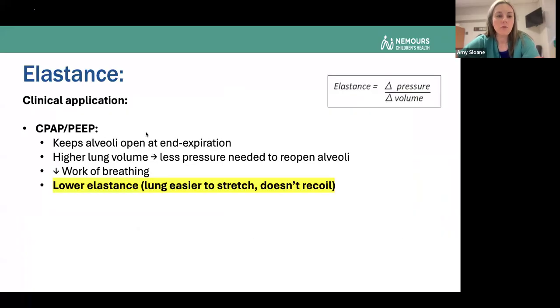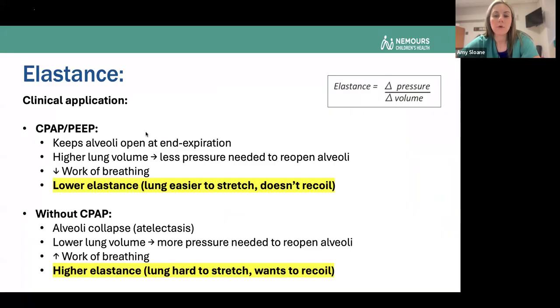Now, if CPAP is removed, those alveoli are going to want to collapse and your lung volume is going to drop. So each breath has to reopen the alveoli, which requires significantly more pressure. So for preterm infants, that translates into increased work of breathing, the potential for fatigue, and a higher risk of recurrent atelectasis. So this is a high elastance state. The lung is stiff, with increased recoil due to atelectasis and surfactant deficiency.